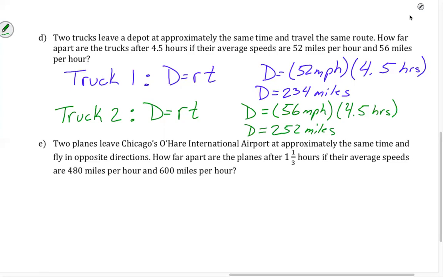Now I have truck one at 234, and truck two at 252. So I subtract them, and I get 18. So they're 18 miles apart. Another way to do this is you could have subtracted their speeds. So it would have been 56 minus 52, and you would have gotten 4. And 4 times 4.5 is 18.